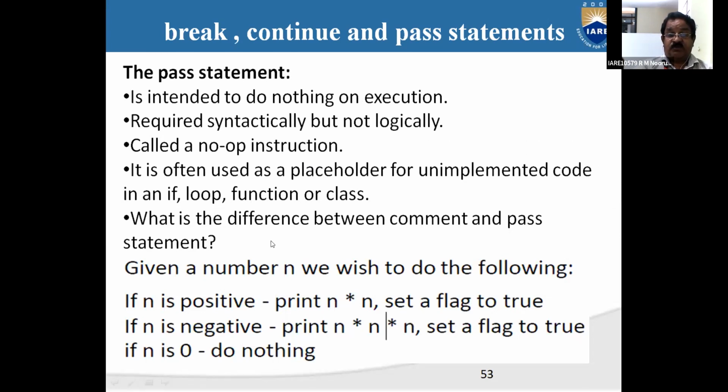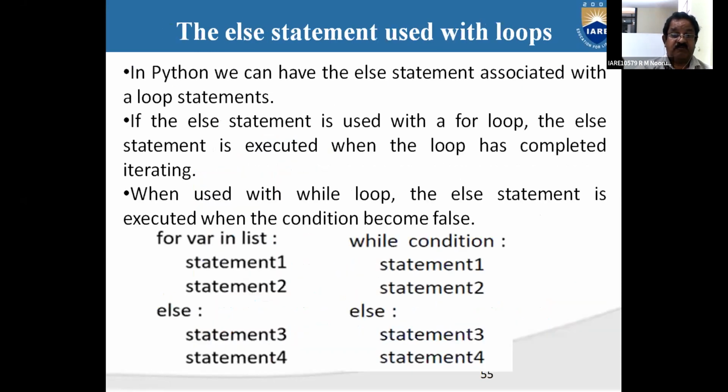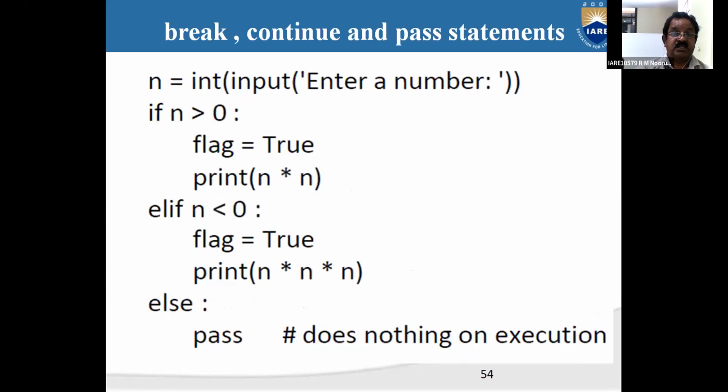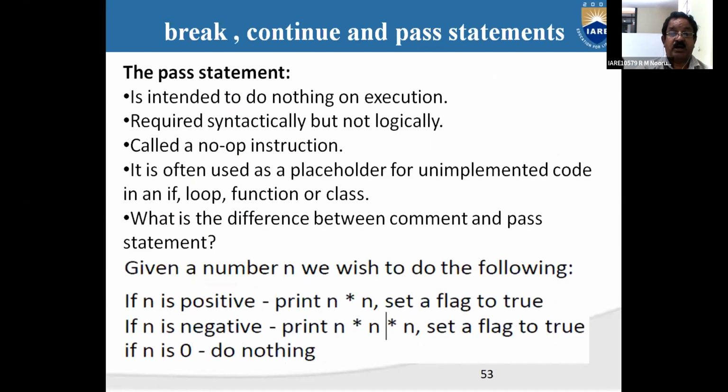So what is the difference between a comment and a pass statement? In case of a comment, you start with a hash. Whenever you are converting from the source code to the object code, the compiler or interpreter is going to ignore that particular statement. Whereas the pass statement is not ignored during conversion. It will be considered, but that statement does nothing. You have seen an example for that statement. So that's regarding the usage of break, continue, and pass statements.